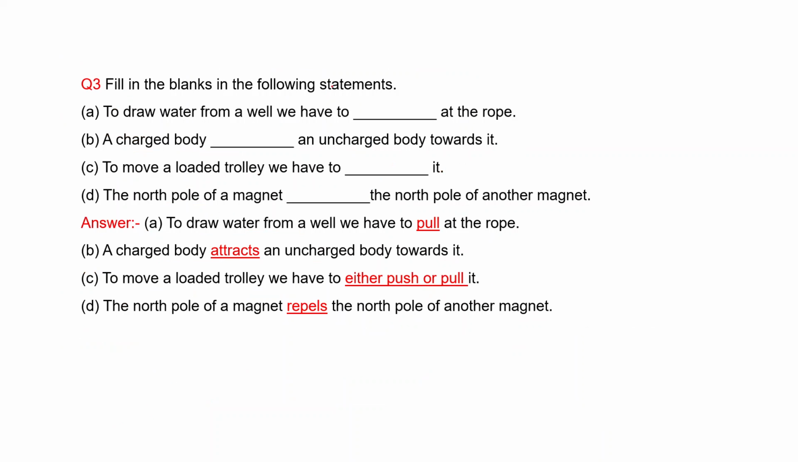Fill in the blanks in the following statements. To draw water from a well, we have to blank at the rope. We have to pull at the rope. A charged body blank an uncharged body towards it. That is, a charged body attracts an uncharged body towards it.